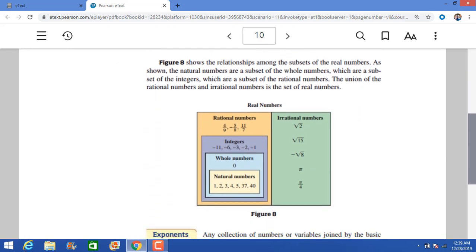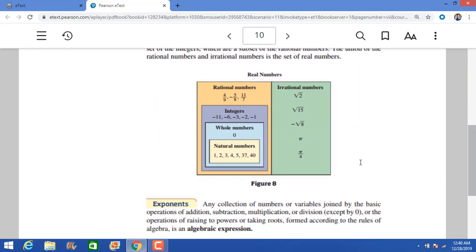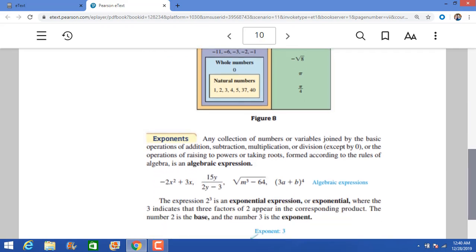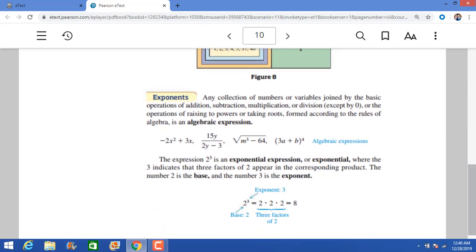So here's a picture of how to visualize it. We've got the natural numbers, and then from there we've got the whole numbers, and then outside of that we've got the integers, the rational numbers, and then this distinct set over here of irrational numbers. And if we put the rational and irrational numbers together, that gives us the real numbers, the set of all real numbers.